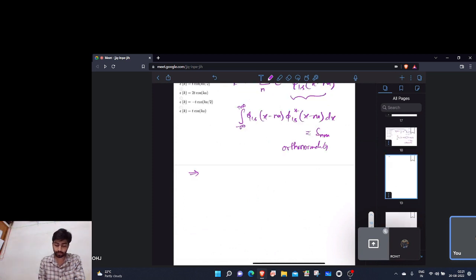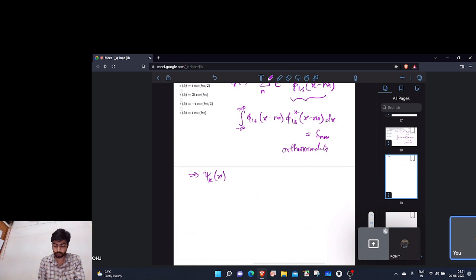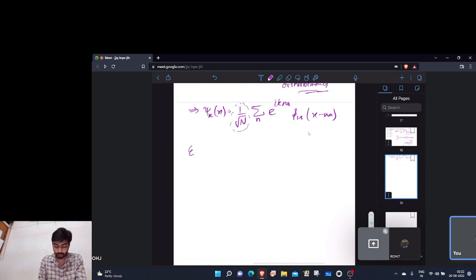So our function psi k of x would become, now this orthonormality condition would translate into the prefactor to the wave function as 1 by root over n into e to the power i k n a phi 1s (x minus n a). So this wave function now has been normalized by the prefactor 1 by root over n. Now how is the energy found by the variational principle? It is psi k H psi k divided by psi k psi k in the bracket.